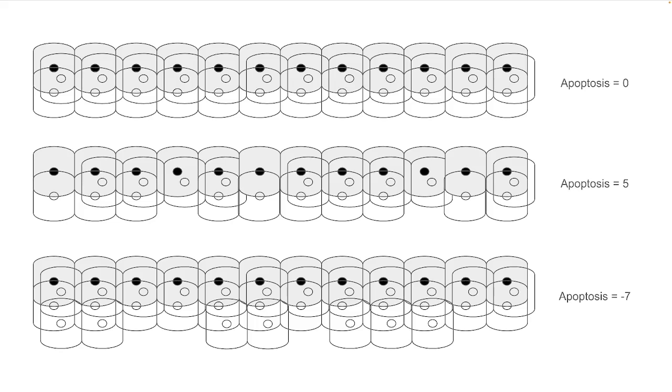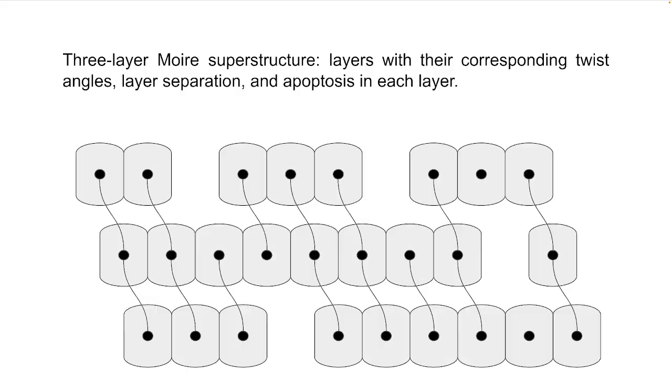And this is actually what happens a lot in development, where you get cells that die through this apoptotic process. Sometimes that's used in pattern formation, sometimes that's used in the nervous system to refine pathways. And in this case, we can refine our Moire pattern, or maybe more accurately, we can make it nonlinear. So this gives us our 3-layer Moire superstructure.